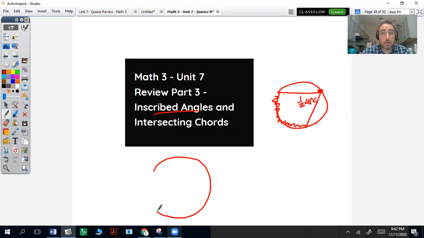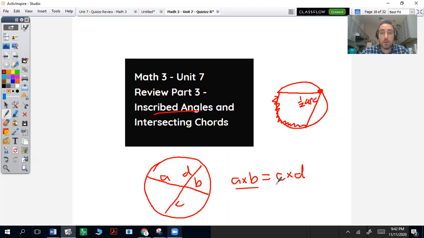Now, we're going to focus on what happens when chords intersect. And remember that there's a real basic formula for that. If you have four different segments, the product of the two segments along the same chord is equal to the product of the other two segments along the other chord. So that's proportional, and those equal each other always in a circle as long as they intersect. And an inscribed angle is always half the arc. If you know those two things, we can focus on all the stuff inside of a circle for our test.